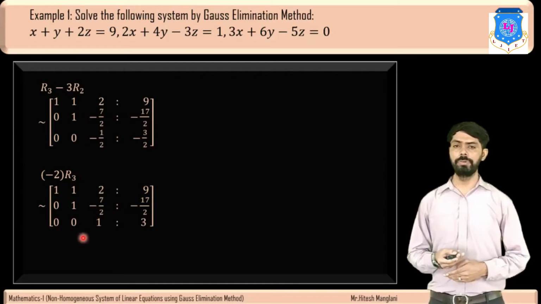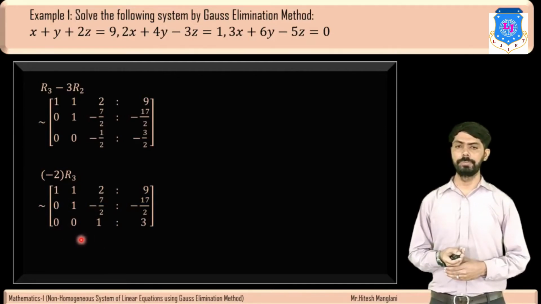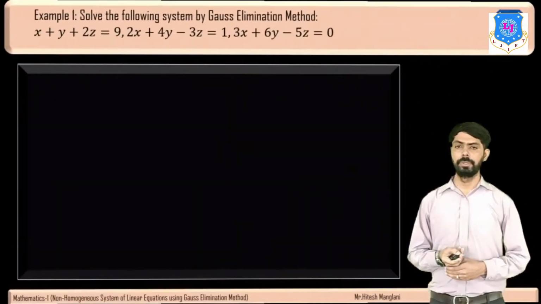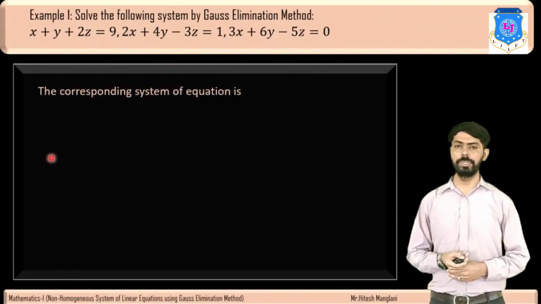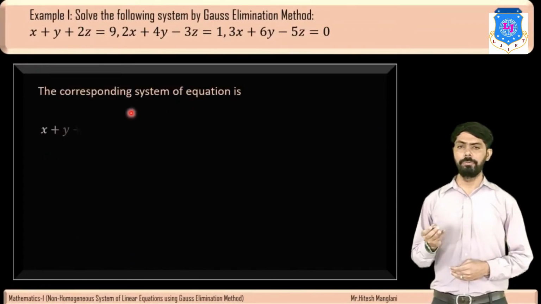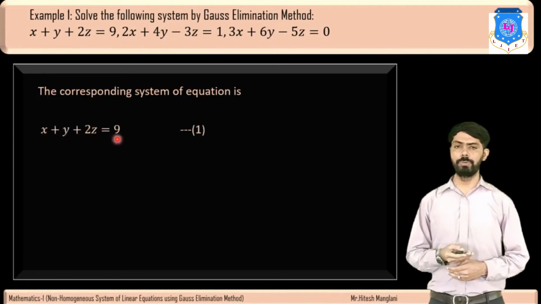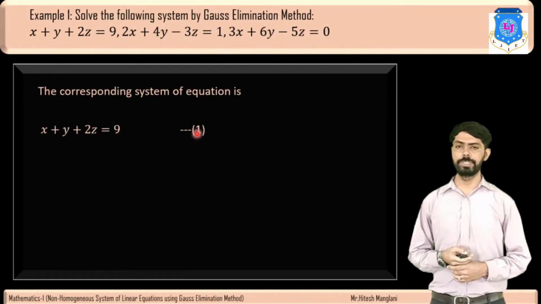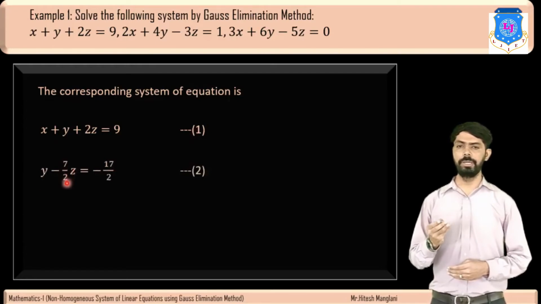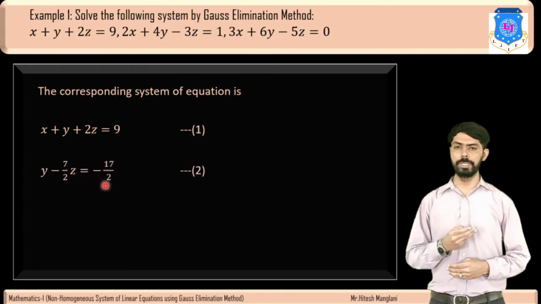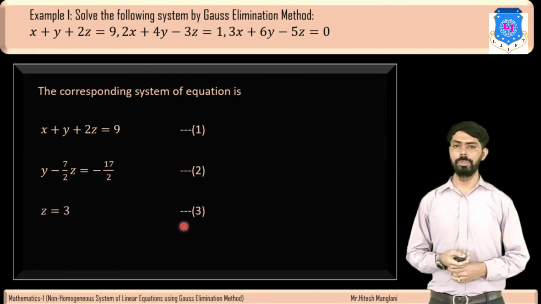Now we will write down the equations from this matrix. The corresponding system of equations is given by x plus y plus 2z is equal to 9. This is our first equation. Then the second equation will be y minus 7 divided by 2 into z is equal to minus 17 by 2. Then the third equation will be z is equal to 3.